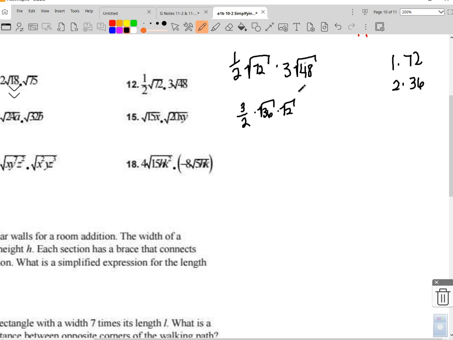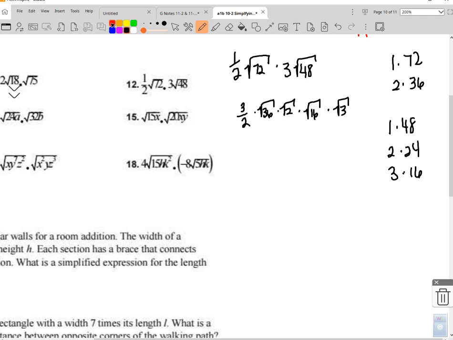Now does anybody recognize the perfect square factor in 48? DePaul? It is 16. If you didn't recognize it like DePaul did, try 1 times 48, 2 times 24, 3 times 16. Take 48 and divide by 3, it'll give you that factor. So 16 is a perfect square, so we're going to do times the square root of 16 times the square root of 3.